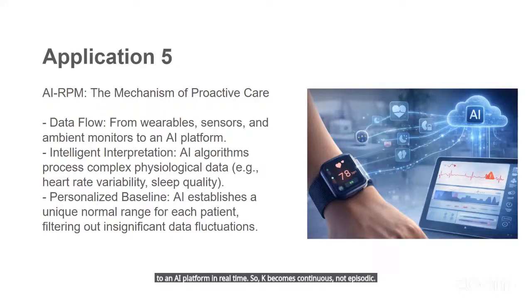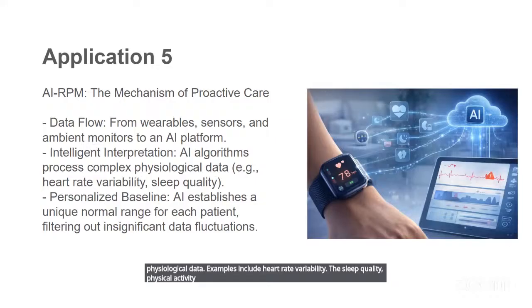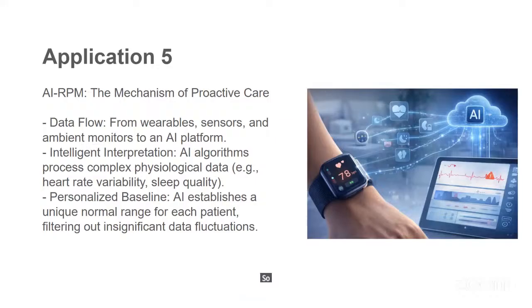And also intelligent interpretation. So AI algorithms can interpret this complex physiological data. Examples include heart rate variability, sleep quality, physical activity, and vital trends. So AI can identify subtle changes that may indicate early clinical deterioration.